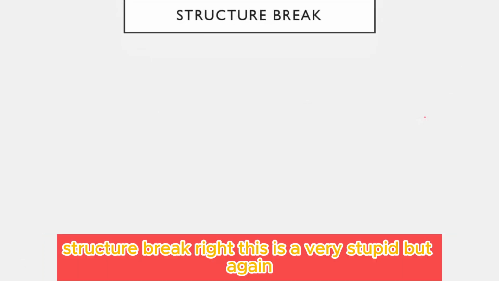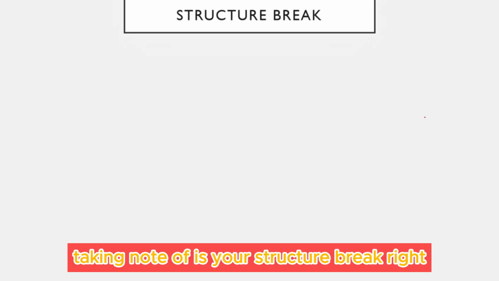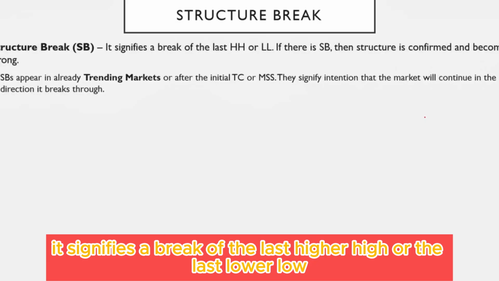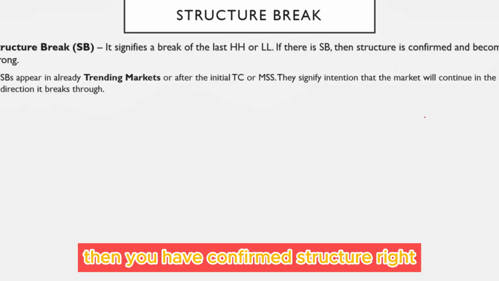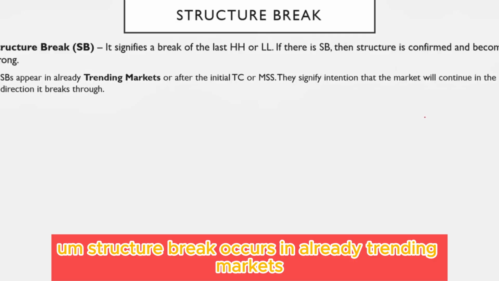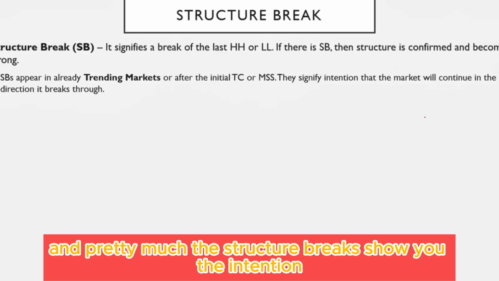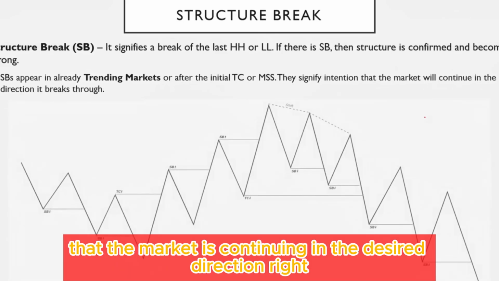Finally, structure break, right? This is very simple, but again, this is one of the most important formations that you should be taking note of, is your structure break, right? It signifies a break of the last higher high or the last lower low, right? So if there is a structure break, then you have confirmed structure, right? And then respectively, the higher low becomes weak. Structure break occurs in already trending markets after the initial TC or market structure shift, okay? And pretty much the structure breaks show you the intention that the market is continuing in the desired direction, right?